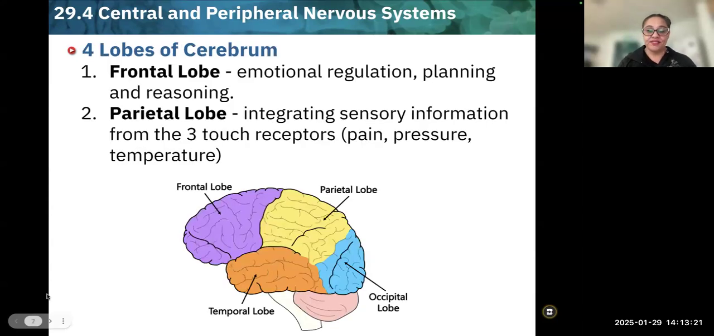The cerebrum is separated into 4 lobes. They're all color-coded there. The frontal lobe we always talk about first. It is responsible for emotional regulation, planning, and reasoning, and it is exactly in the place where you think it is, in the front of your brain. The parietal lobe integrates sensory information from the 3 touch receptors: pain, pressure, and temperature, and that is right behind the frontal lobe. So if you put a headband on, your headband would be sitting right on top of your parietal lobes.